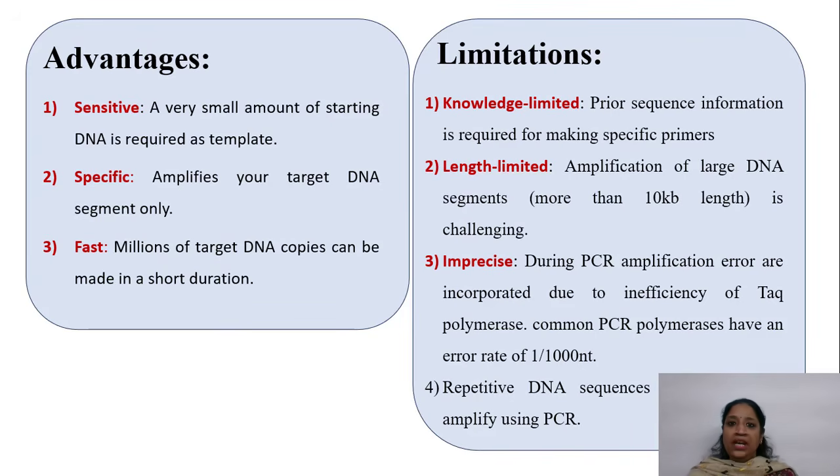Error prone. DNA polymerases like Taq polymerase have a relatively higher error rate, approximately 1 error per 1,000 nucleotides. This can lead to inaccuracies, especially in applications requiring high fidelity. Repetitive sequences. PCR struggles with amplifying repetitive DNA regions due to issues with primer binding and elongation. While PCR is incredibly versatile, understanding these limitations is critical for designing experiments and interpreting results accurately.